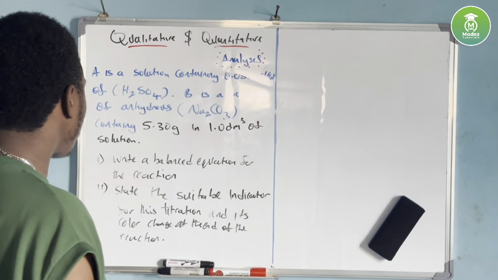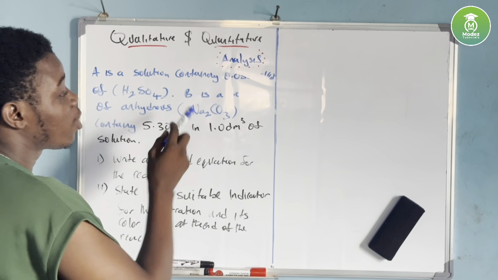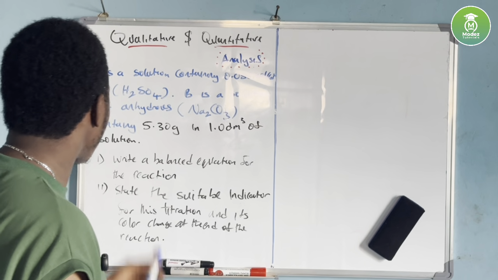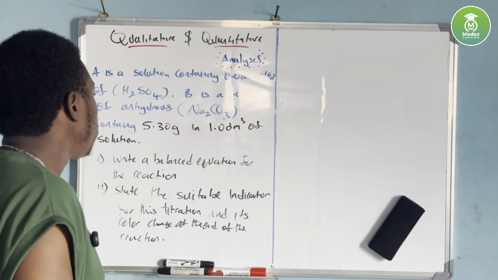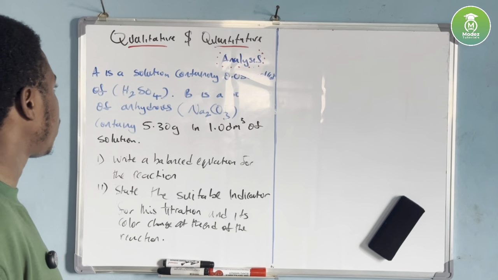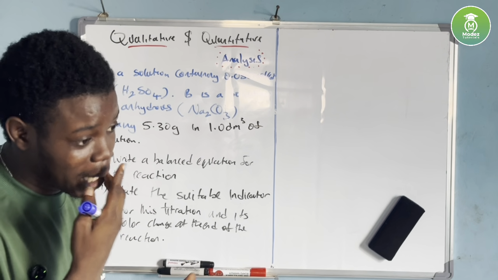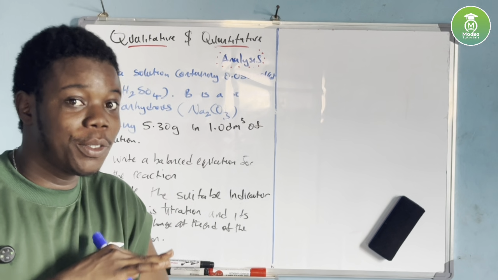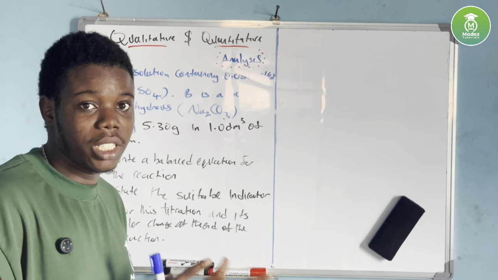Then B is the solution of anhydrous Na2CO3, which is what? Sodium trioxocarbonate(IV), containing 5.3 grams in 1 dm³ of solution. Now, we are not titrating here because we cannot do any titration, and if you want to get any endpoint, you have to manipulate. That is why I had to bring this kind of question.